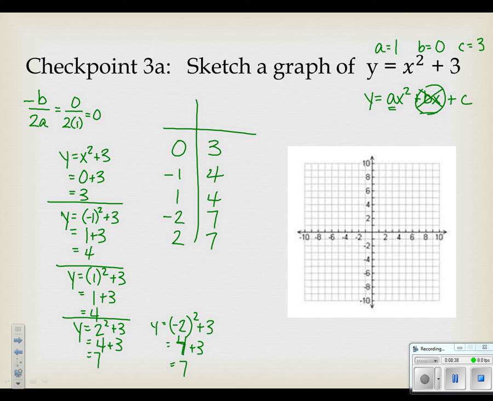Now I can make my graph. 0, 3 was a point. Negative 1, 4. Positive 1, 4. Negative 2, 7. Positive 2, 7. And you can see how that curve for our parabola is made. Symmetrical along the y.